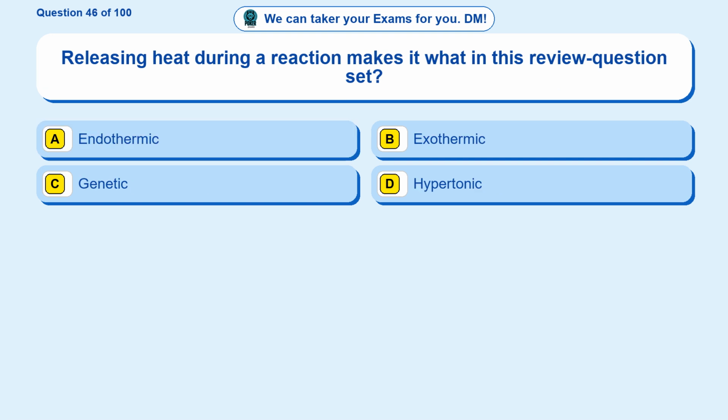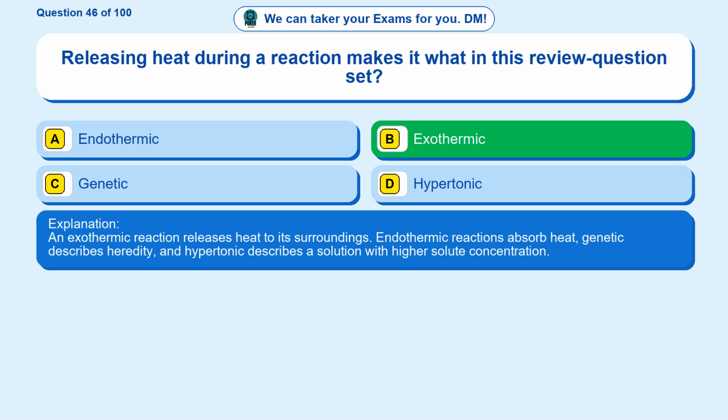Question 46. Releasing heat during a reaction makes it what in this review question set? Option A endothermic. Option B exothermic. Option C genetic. Option D hypertonic. The correct answer is option B. Exothermic. An exothermic reaction releases heat to its surroundings. Endothermic reactions absorb heat, genetic describes heredity, and hypertonic describes a solution with higher solute concentration.